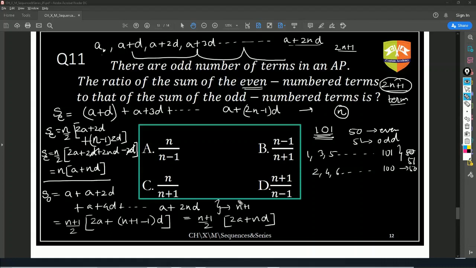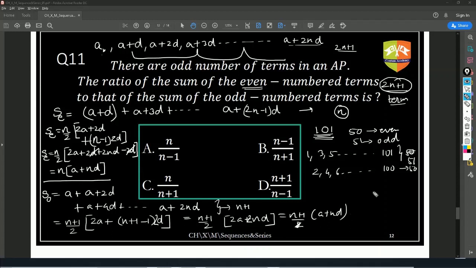Right? Did I make some mistake? 2A plus... Oh, sorry. Yeah, that was a mistake, correct. So it should be 2D here, right? So hence, what is it? This is N plus 1 by 2, and 2 will get cancelled. So again, you will get A plus ND, right?